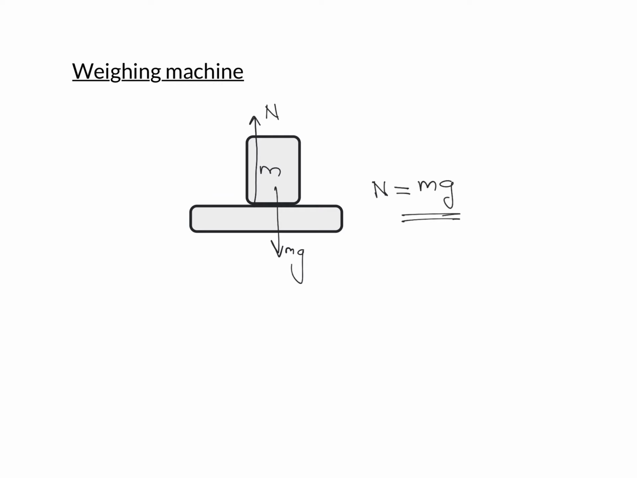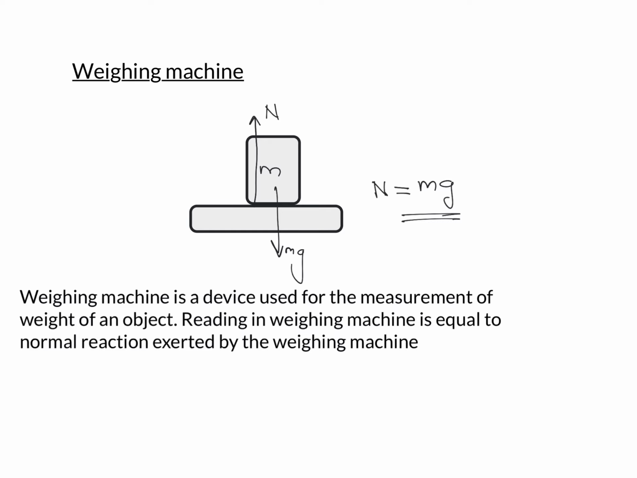So just remember that the reading in a weighing machine is equal to the value of normal reaction exerted by the weighing machine. Remember that a weighing machine is a device used for the measurement of weight of an object, and the reading in a weighing machine is equal to the normal reaction exerted by it.